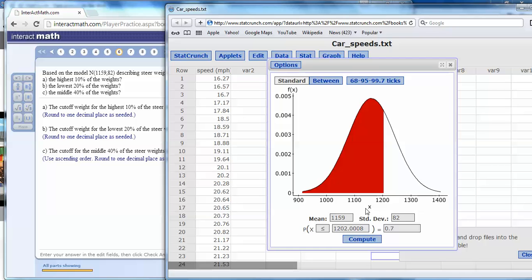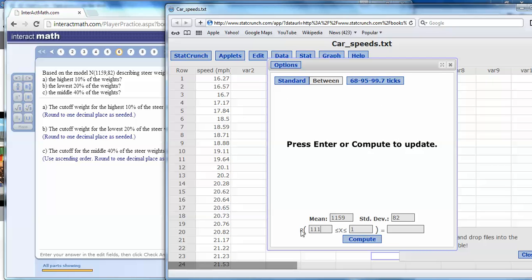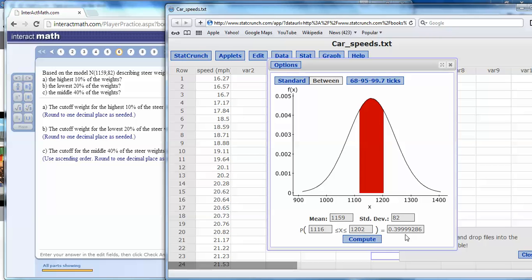So I expect the middle 40% of the cows between, and I can go ahead and check this now that I've got the numbers. Let's check it and see. So you have a nice way to check. I said it was 1116 and 1202, and there I go, 40%. So it worked out nicely for me.